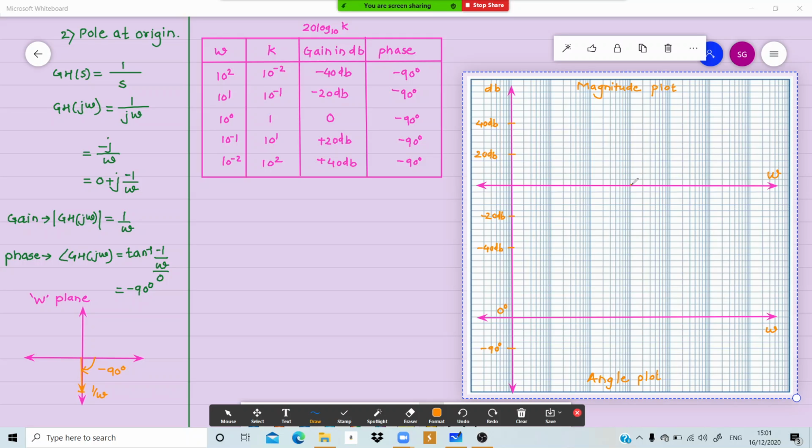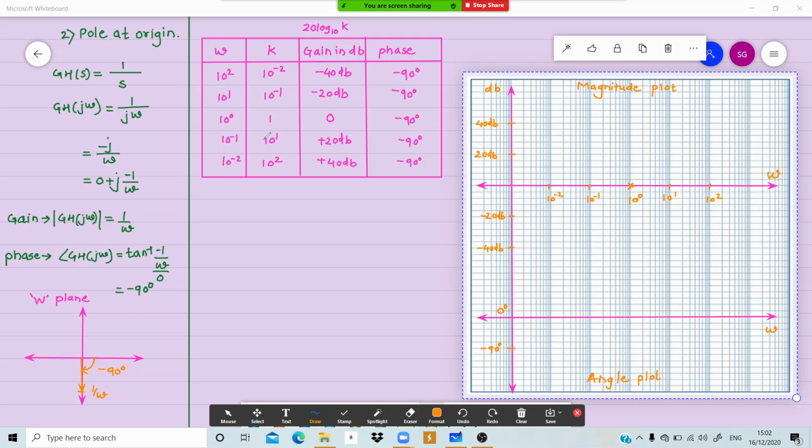Let us say this is 10 raised to 0, 10 raised to minus 1, 10 raised to minus 2, 10 raised to plus 1, 10 raised to plus 2. Sufficient hai na? These many frequencies we had taken, so it's okay. So at omega equal to 10 raised to 0, this frequency, what you got, magnitude to be 0. So yes, this point is there on the line, correct?